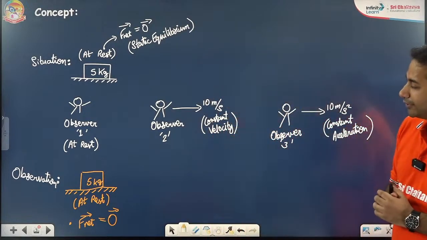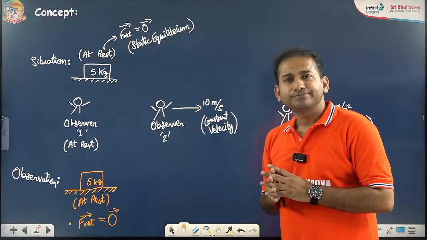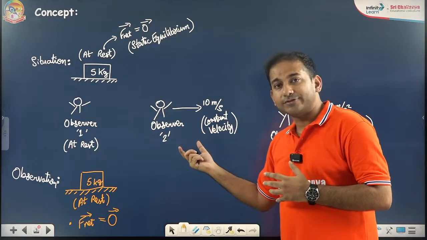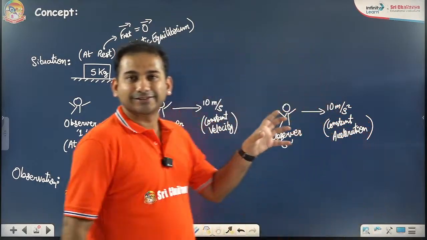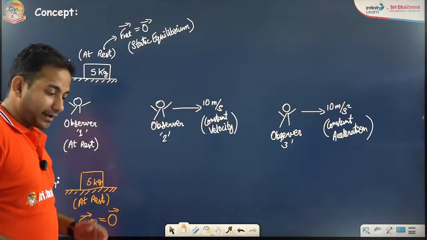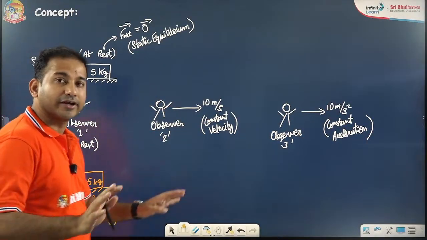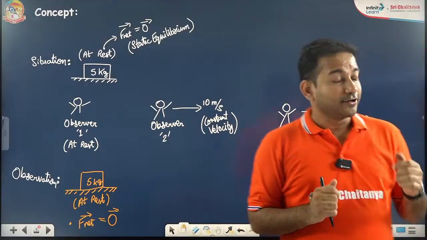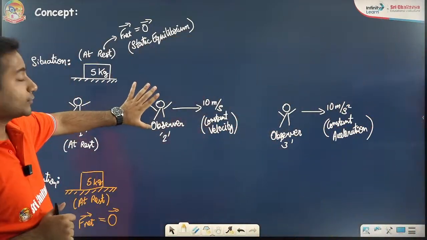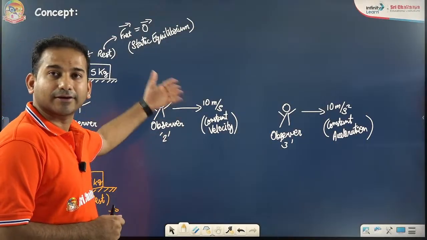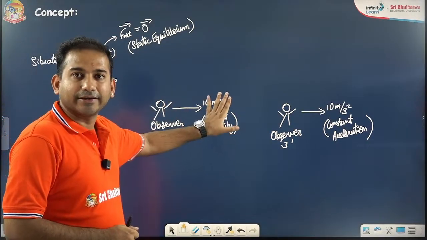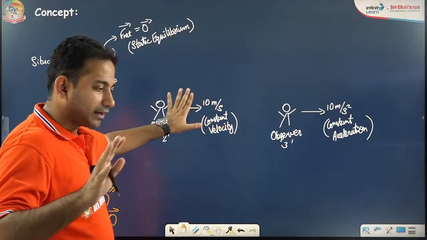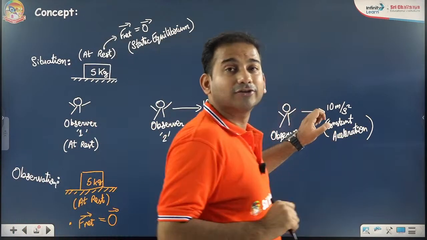Okay, static equilibrium. Now observer 2. According to observer 2, the block is at rest. Suppose the block is at rest and now I am observer 2, moving ahead with 10 meter per second. So according to me, the body which was at rest will start moving back. The body is at rest, but I, as an observer, am moving forward. I am walking on the ground.